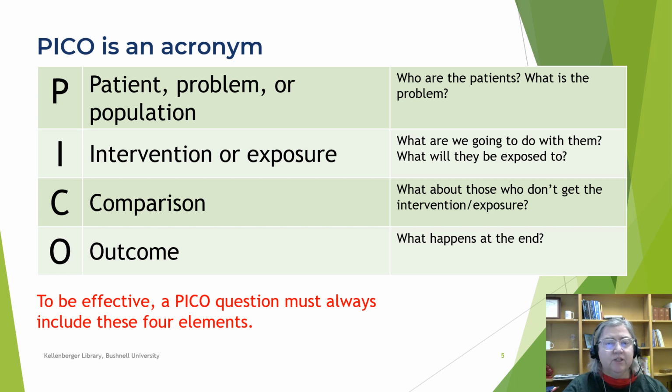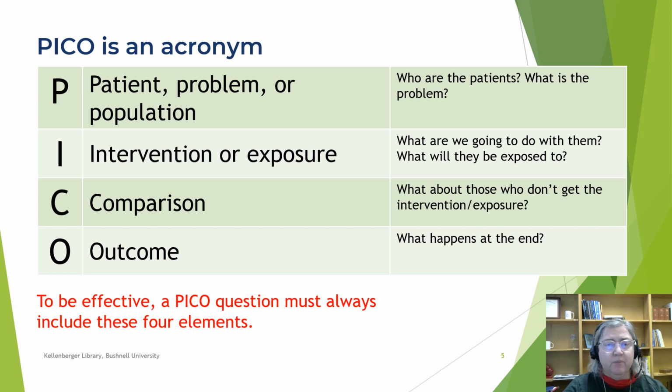P is for the patient problem or population we are working with. I is for the intervention. In other words, what are we going to do with this patient? Or how are we planning to treat this problem or work with this population?